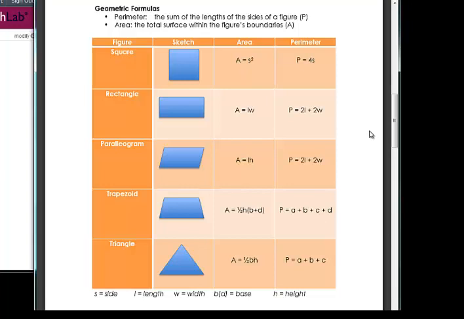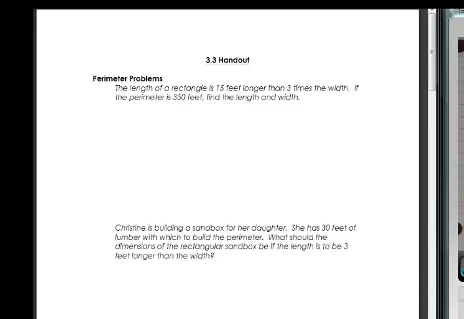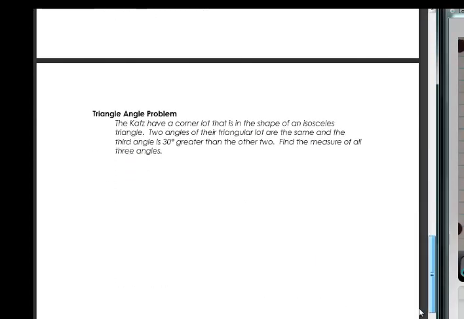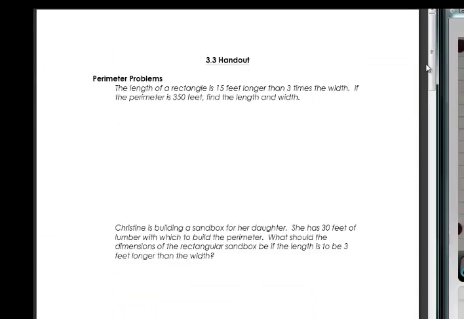Okay, so now that you've looked at that, I need you to open up the 3.3 handout. When you get the handout for 3.3 opened up, this is what it looks like. I believe there are 5 problems, 3 perimeter problems and then 2 triangle problems to work through, and I've gotten these straight off of your notes. I just made a handout because I think it's a little bit nicer to use. So we're going to work through these right now.